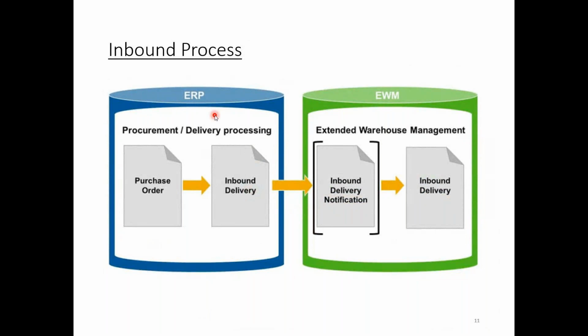So the inbound process starts with creation of the purchase order and inbound delivery in the ERP, which creates another inbound delivery in the EWM. The inbound delivery notification is no more there in S4HANA. It was there in the R3 version, non S4.